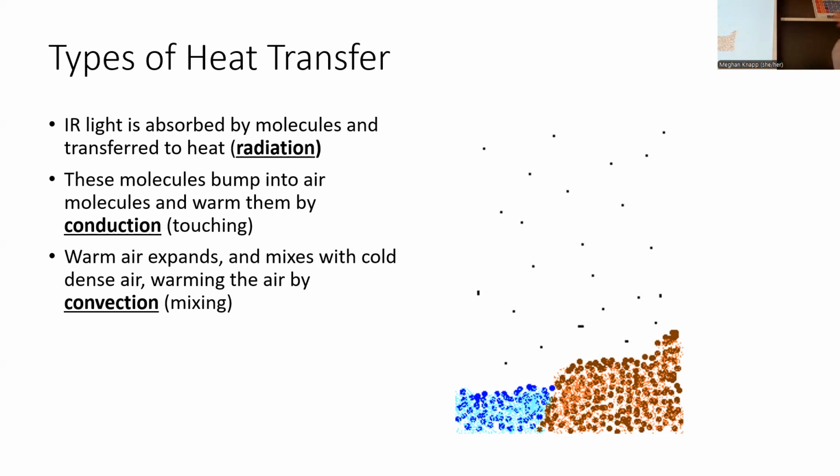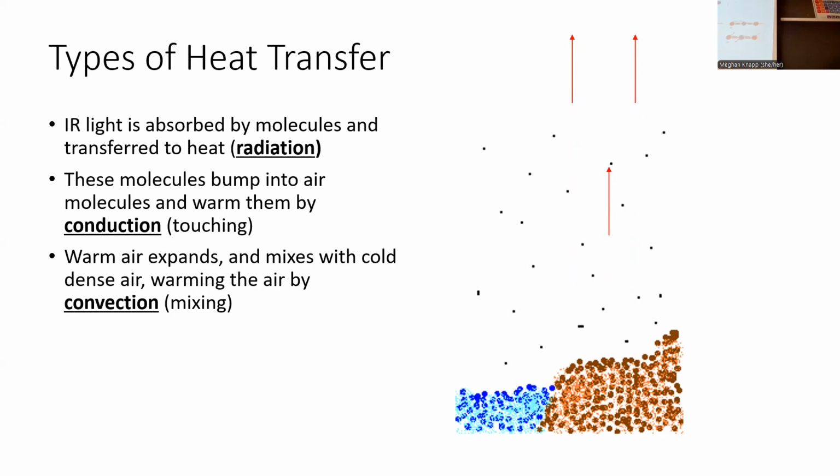And this doesn't just apply to radiation from the sun or IR light. All kinds of heat transfer pretty much fit into these categories. So I've got the heat coming off of the ground and mixing up with the air there. So that's our convection.